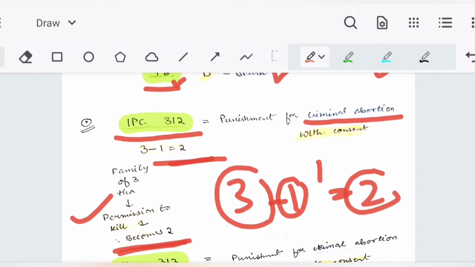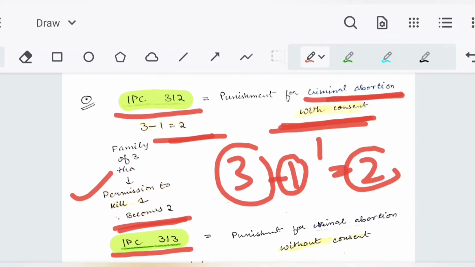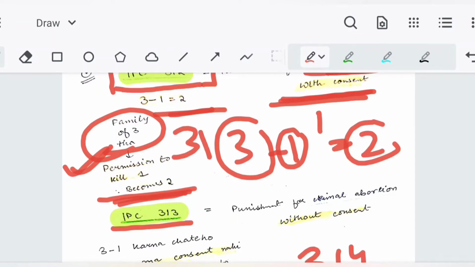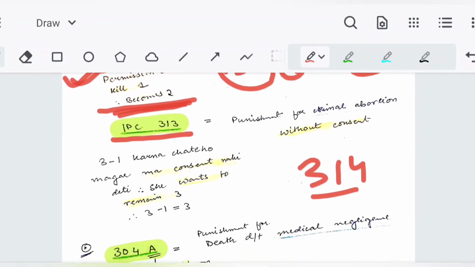So here, criminal abortion with the consent of the mother: the punishment is under 312. That is, there was a family of 3, the mother gave permission to kill 1, it will become 2. So 312, 3 minus 1, 2. Okay, now coming to 313. 313 is the punishment for criminal abortion without consent.